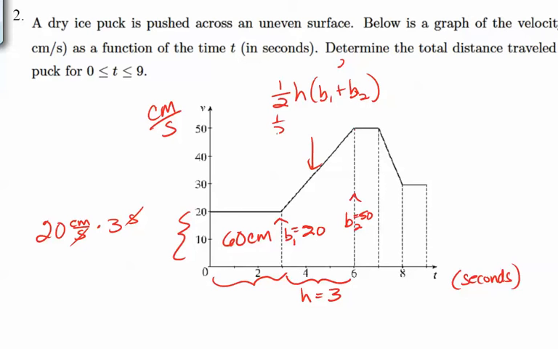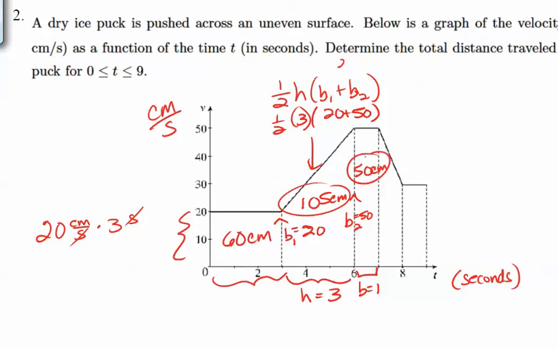So the area of this trapezoid, so here we have 1/2 of 70 is 35. 3 times 35 is 105 more centimeters. And our next is a rectangle that has a base of 1 and a height of 50. So this would be 50 more centimeters for that rectangle. Here's another trapezoid. So 1/2, the height of that trapezoid is another 1 unit. And the two parallel bases are 50 and 30, it looks like.